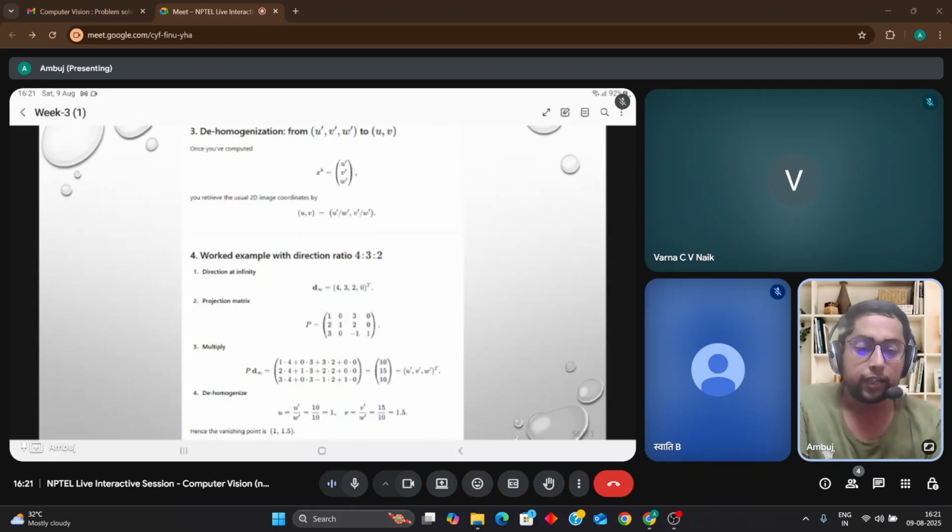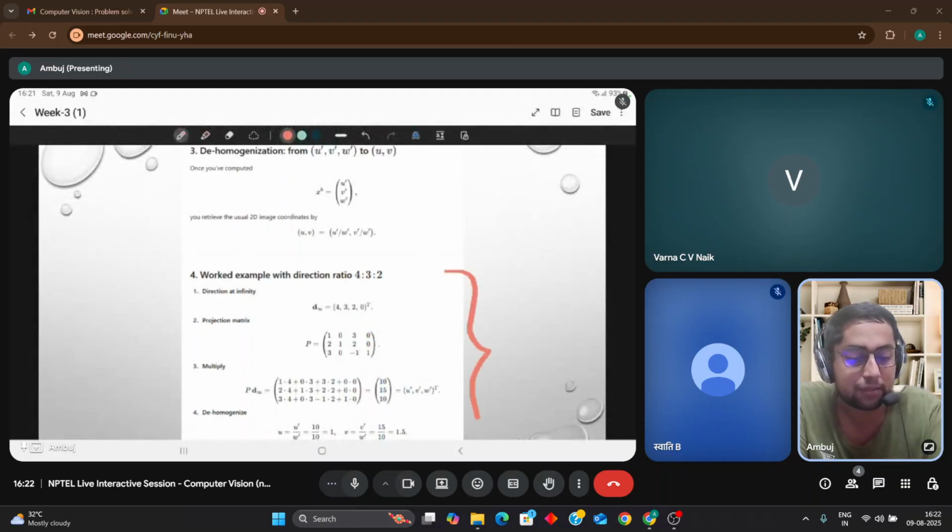Then you retrieve the usual 2D image coordinates by dividing by the ratio W dash. Then you see the direction at infinity is (4, 3, 2, 0). The projection matrix P is already given to you. You multiply, then you homogenize. All these steps we have just completed; it is a similar repetition, nothing new.